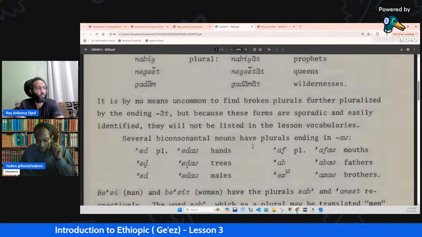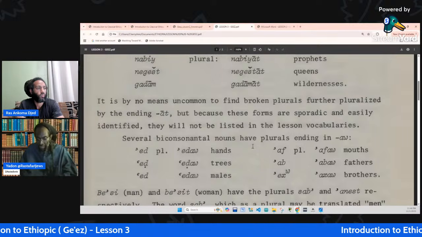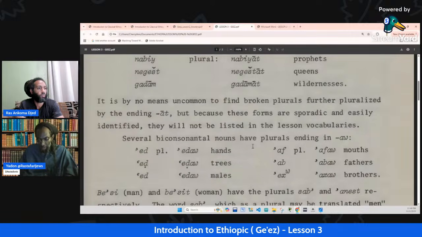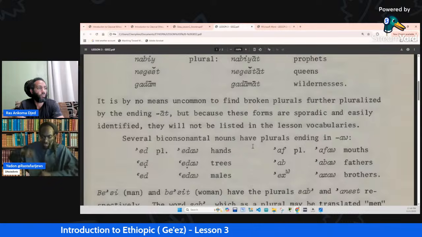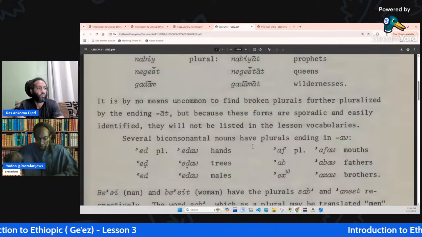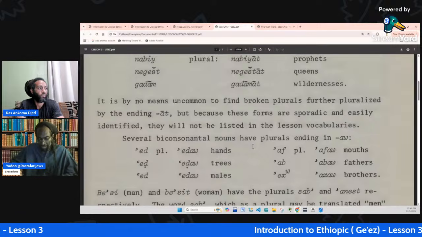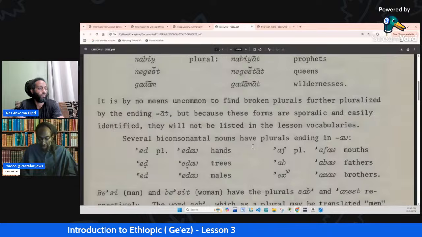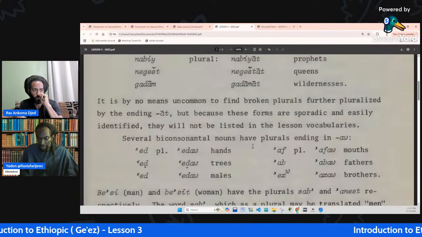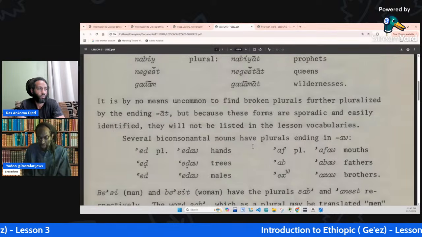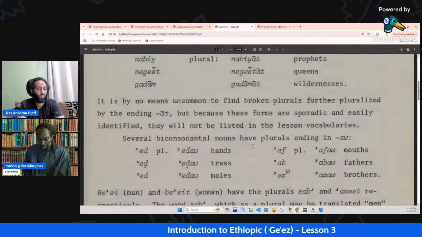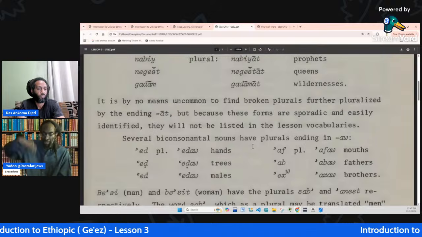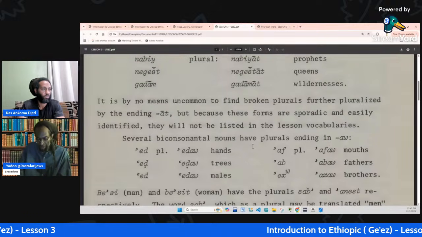It is by no means uncommon to find broken plurals further pluralized. Broken plurals are kind of like a doubling down, and can be further pluralized by the ending at. But because these forms are sporadic and easily identified, they will not be listed in the lesson vocabularies. In other words, it's like when a word is already plural, but then they add the at to make it even more plural, right?